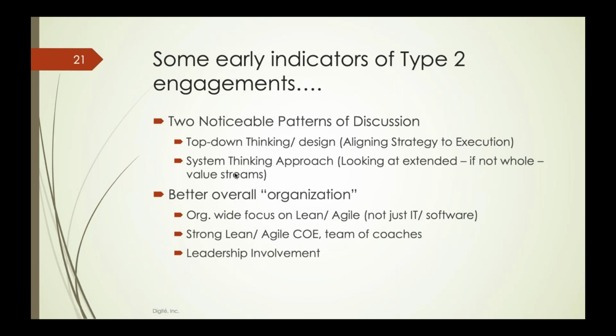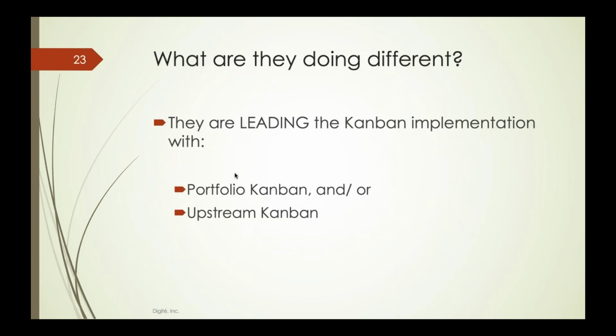So these were some of the early indicators of what these type 2 engagements were, where we were potentially seeing a better implementation of Kanban. And therefore, what we realized over a period of our own analysis and across multiple customers is that they were leading rather than trailing. They were leading the implementation of Kanban with either Portfolio Kanban or Upstream Kanban or both.